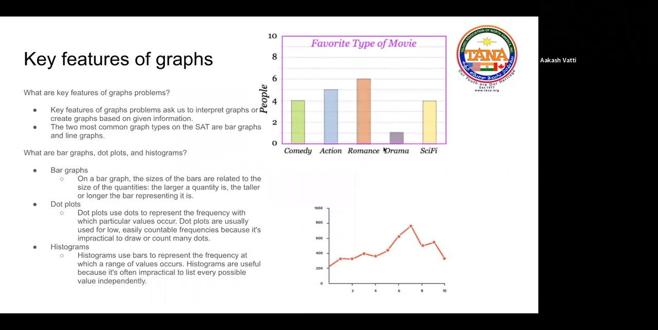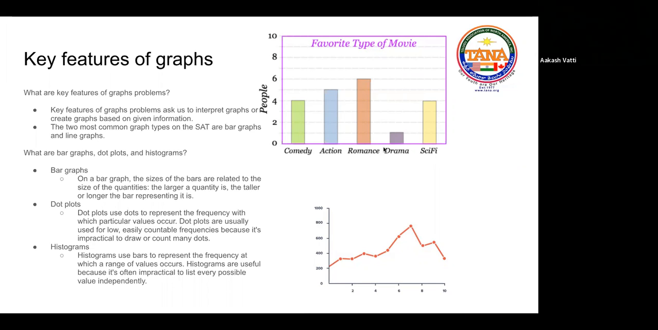So key features of graphs. What are key features of graphs problems on the SAT? Key features of graphs problems ask us to interpret graphs or create graphs based on given information. The two most common graph types on the SAT are bar graphs and line graphs. I'm also going to include histograms simply because those are also really popular for these types of questions. On a bar graph, the sizes of the bars are related to the size of the quantities. The larger a quantity is, the taller or longer the bar representing it is.